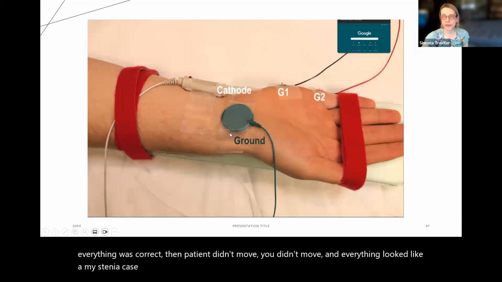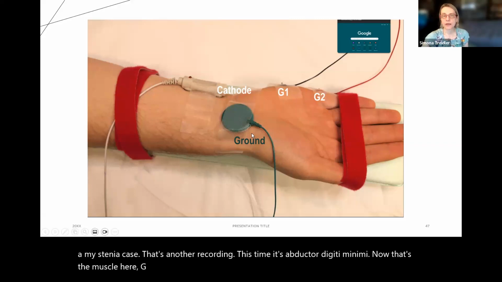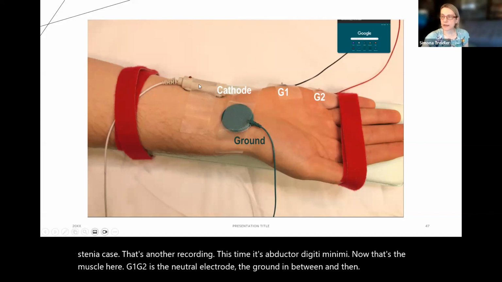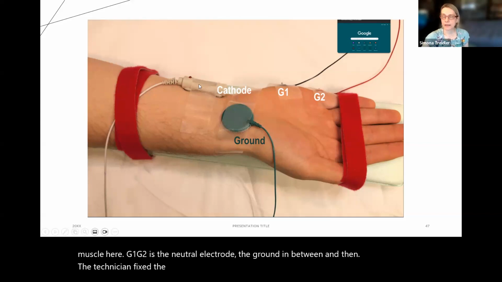That's another recording. This time it's abductor digiti minimi. That's the muscle here, G1, G2 is the neutral electrode, the ground in between, and then the technician fixed the stimulator here, and she's using the console of the machine for stimulating.